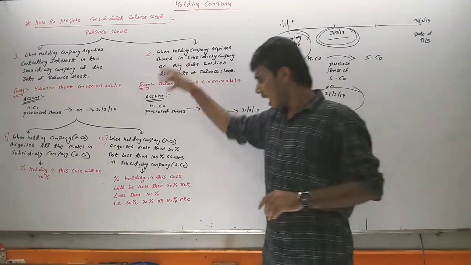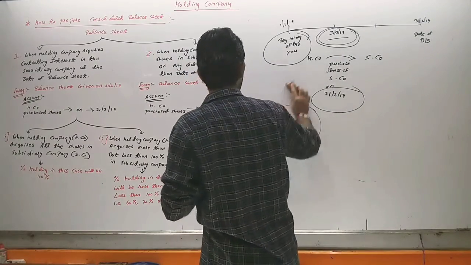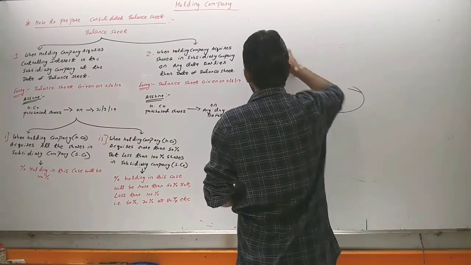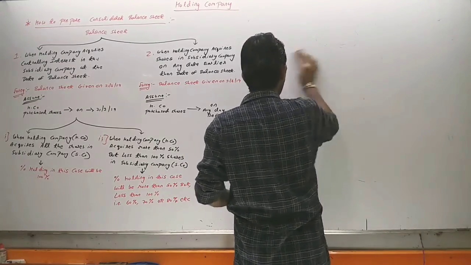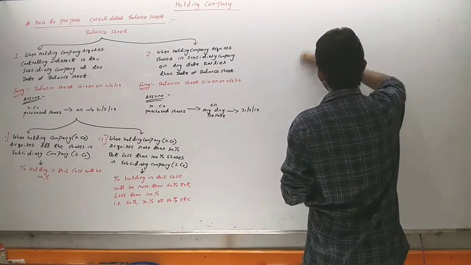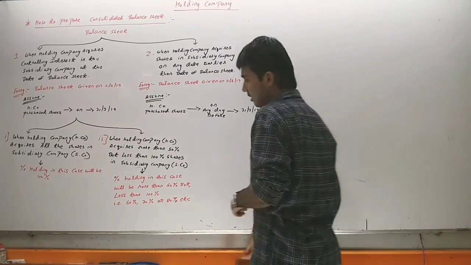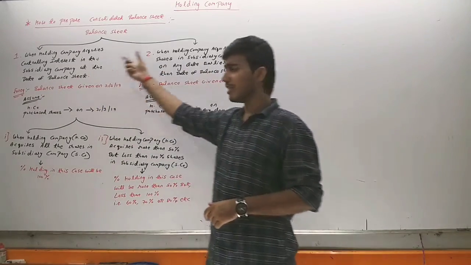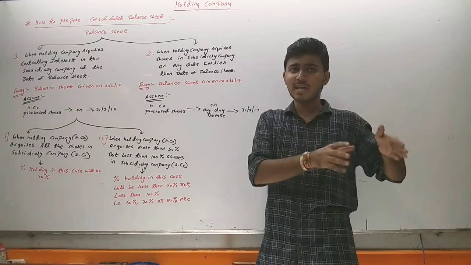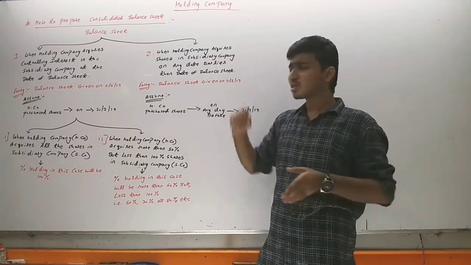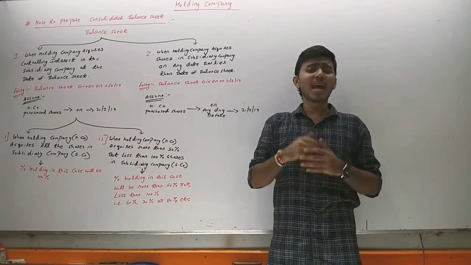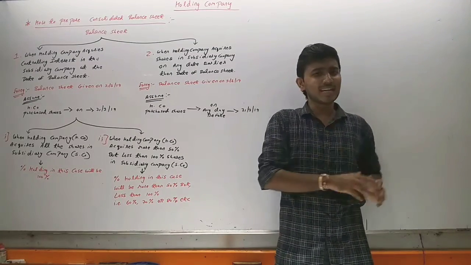So this is how we prepare the consolidated balance sheet. We have not yet learned how to prepare the consolidated balance sheet, but before that we have seen how the balance sheets are presented, meaning what cases we can see in the question, whether case 1 or case 2. Case 1 means when the holding company purchases the shares of the subsidiary company at the date of balance sheet, and case 2 means when the holding company purchases the shares of the subsidiary company on any date before the balance sheet date.